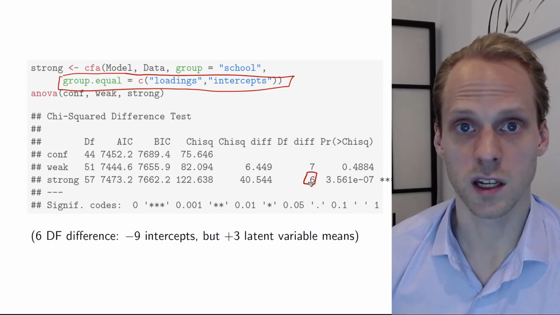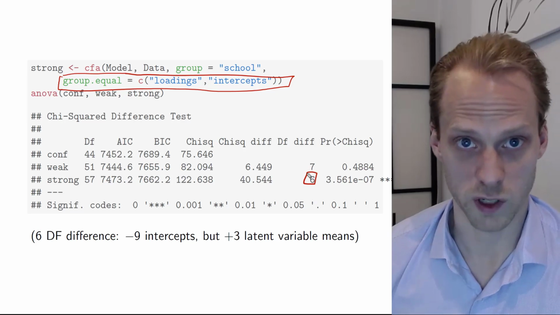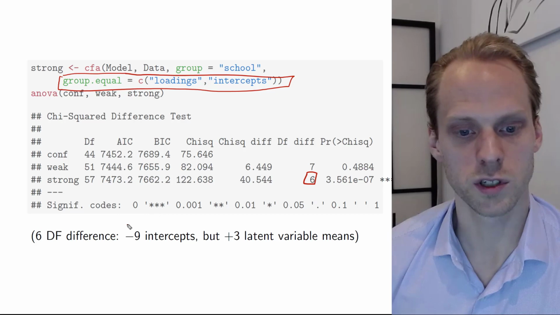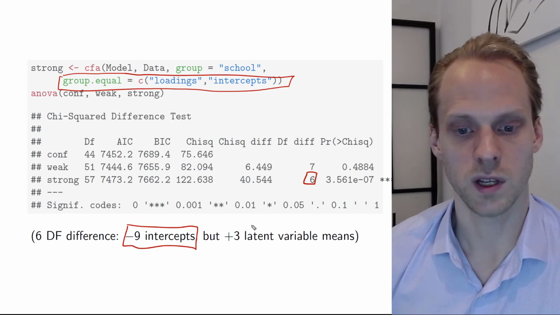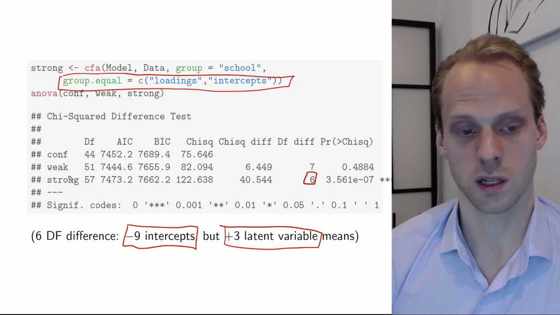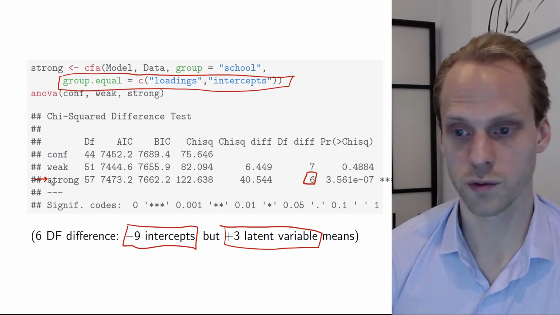So we have 9 intercepts. We had 10 factor loadings before because of the cross loadings. That's why it's 7 before. But now it's 6 because we lose 9 intercepts, but we gain 3 latent variable means that we need to estimate. And then we can compare that. So let's see if strong invariance holds.